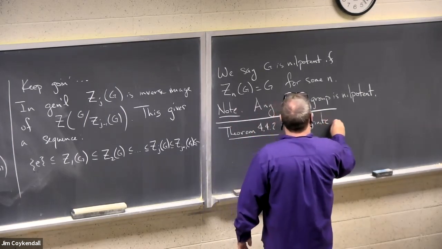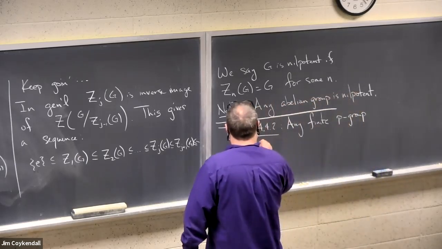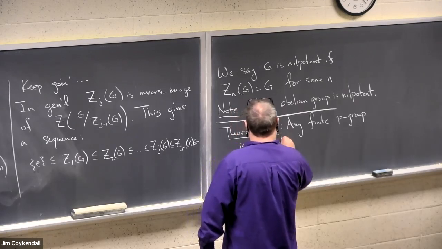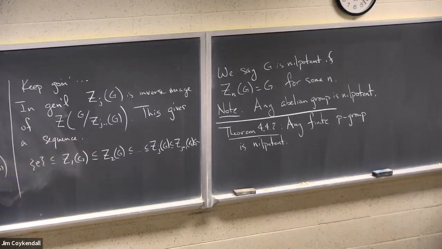Every finite p-group is nilpotent. Does anybody see why that's true? Why is it true that a p-group has to be nilpotent? The center is non-trivial. Okay, that's exactly right.